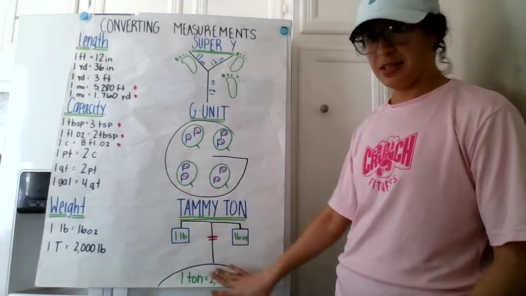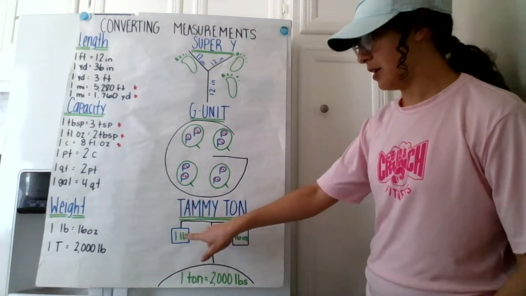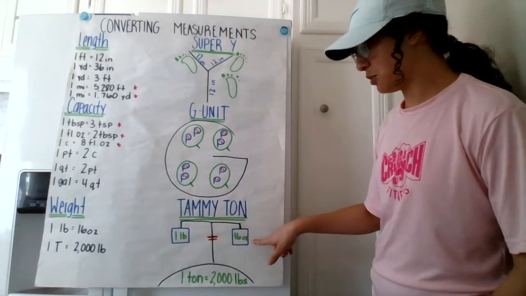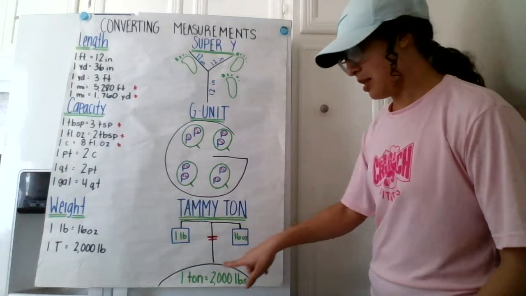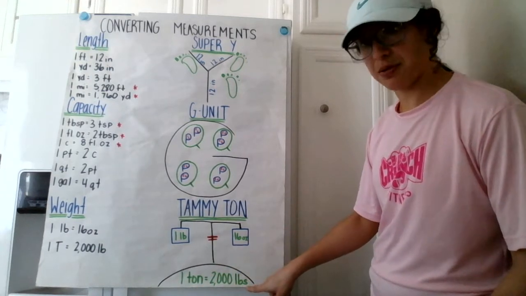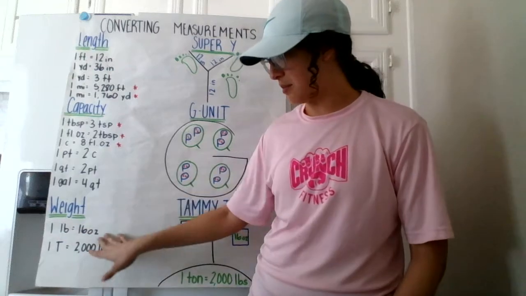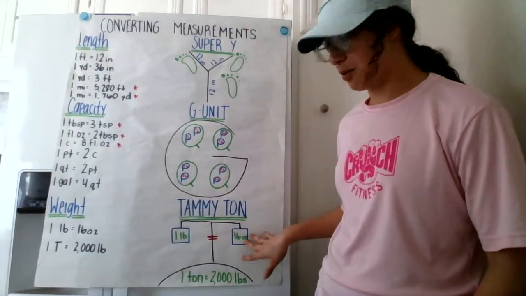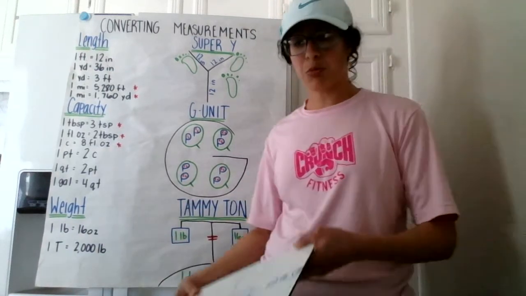Then we have the Tammy ton. Okay, we have 1 pound is equal to 16 ounces. And then we have 1 ton is equal to 2,000 pounds. Okay, and it's the same thing here, exactly what I said here. Okay, so let's do some review problems.